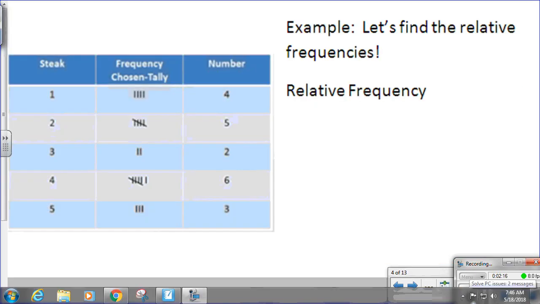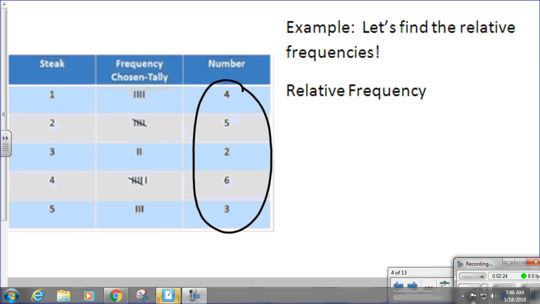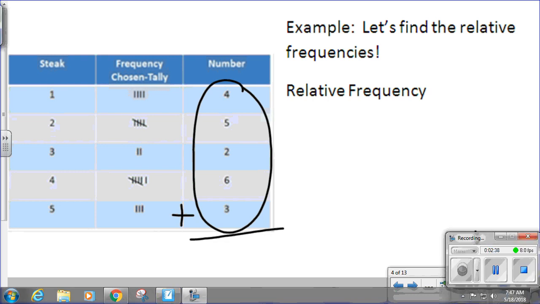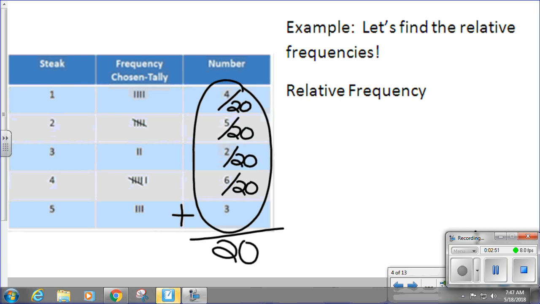Okay, so I have provided you with a frequency table. The first step said to find the total number. This is what I'm looking for, since it doesn't tell me how many people I have asked, so I have to add that up to get a total. Go ahead and add that up and see what you get as a total. Okay, so you do get 20. Now you're going to make all of those numbers fractions. So this is going to be 4 over 20, 5 over 20, 2 over 20, 6 over 20, and 3 over 20.